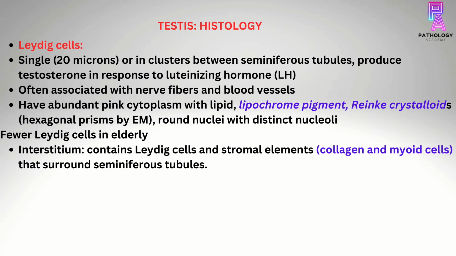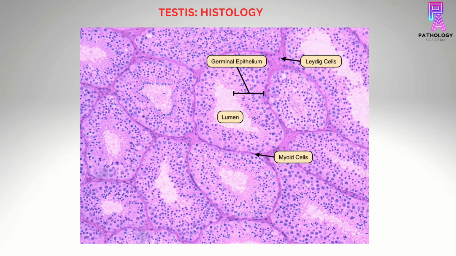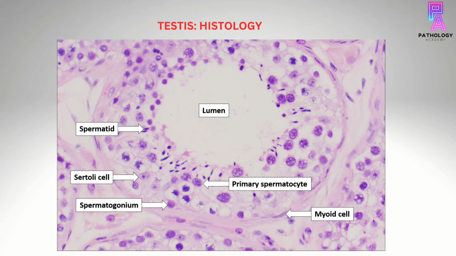They provide nutrition to the germ cell elements. Leydig cells. These cells have abundant pink cytoplasm with lipid or lipochrome pigment, and Reinke's crystalloids, which are hexagonal prisms on electron microscopy. They have round nuclei with distinct nucleoli.